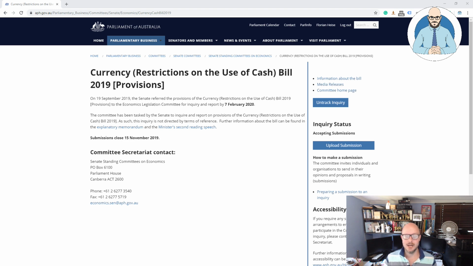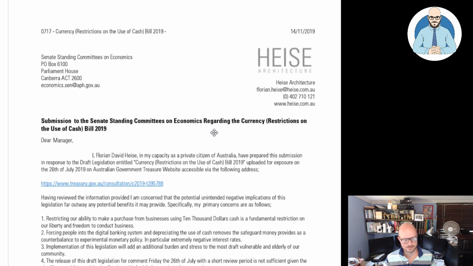But really, I'd encourage everyone to make a submission. And we'll go through mine now. It is by no means anything special at all, and it's very similar to the one I made before, simply because I want to ensure I get it in. So, submission to the Senate Standing Committee on Economics regarding the Currency Restrictions on the Use of Cash Bill 2019. Dear Manager, I, Florian David Heiser, in my capacity as a private citizen of Australia, have prepared this submission in response to the draft legislation entitled Currency Restrictions on the Use of Cash Bill, uploaded for exposure on the 26th of July 2019 on the Australian Government Treasury website, accessible via the following address.